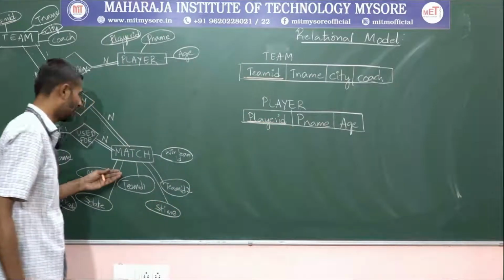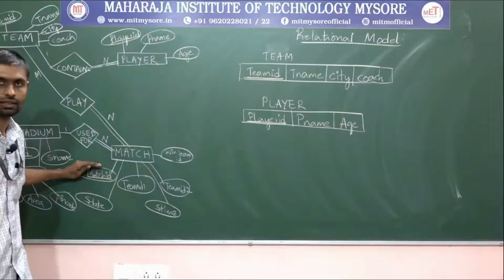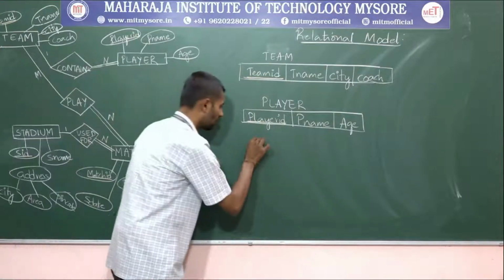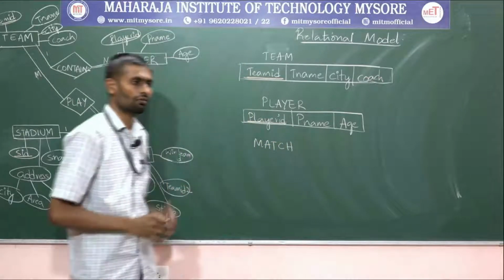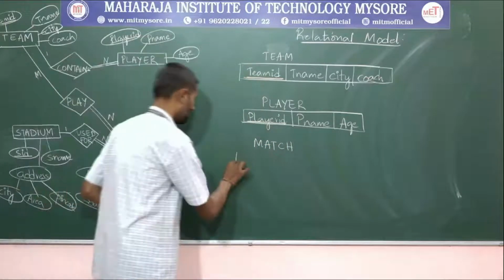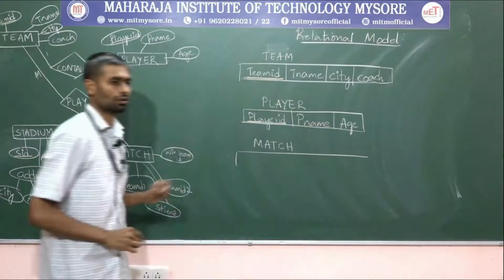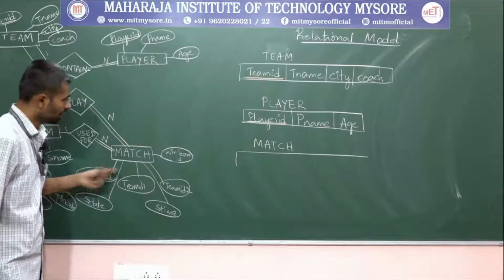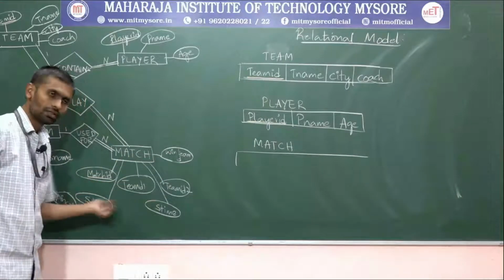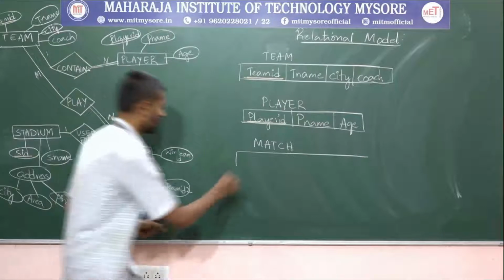What's the next step? We are having one more entity type. What is that? Match. Let me go with creating one more table, that means a relation for the match entity type. Yes. Let me record the attributes of the match entity type now. What are they? Match ID, then schedule date and time, right?